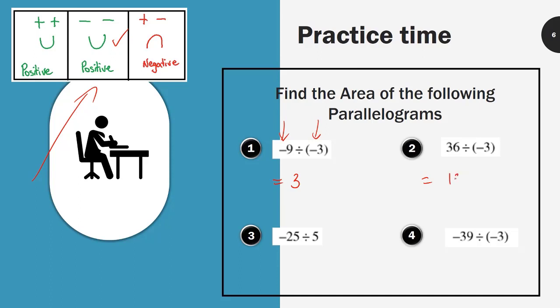36 divided by 3 is 12. But I have one positive number and one negative. That means it's this negative ninja, so my answer needs to be a negative number. Here, 25 divided by 5 is 5. And I have one negative and one positive. That means it's this ninja, which means that my answer is negative. And last but not least, 39 divided by 3 equals 13. And I have two negative numbers, which means it's this ninja up here. So my answer stays as 13, positive 13.